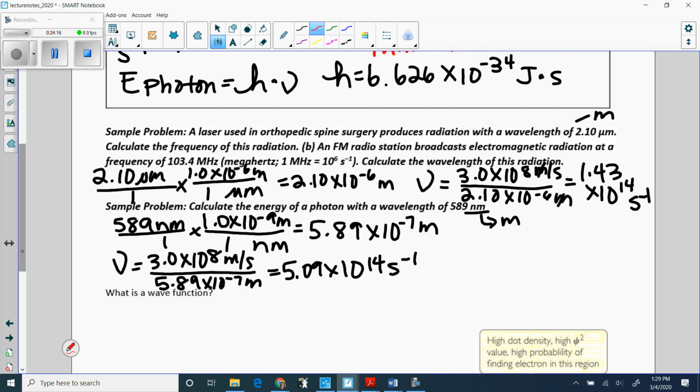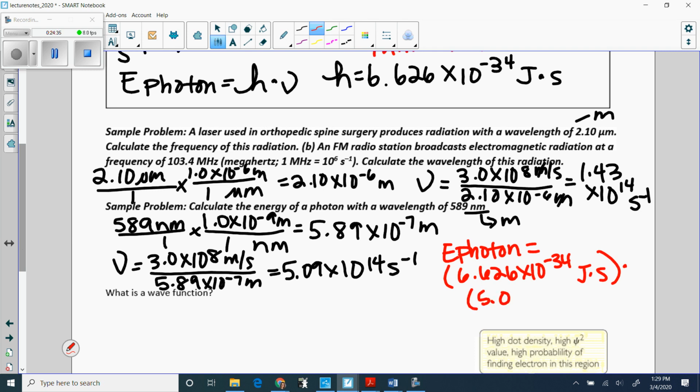Energy of a photon equals Planck's constant, 6.626 times 10 to the negative 34th joules times seconds, times our frequency. We just solved for that: 5.09 times 10 to the 14th, and that was per second.